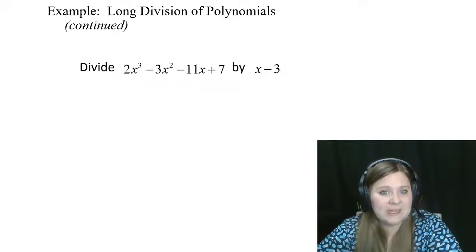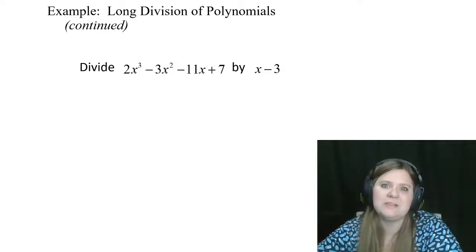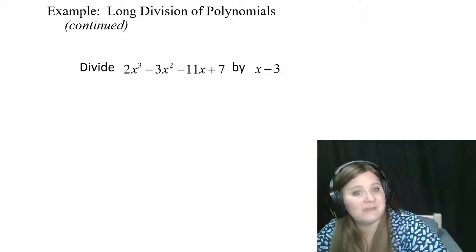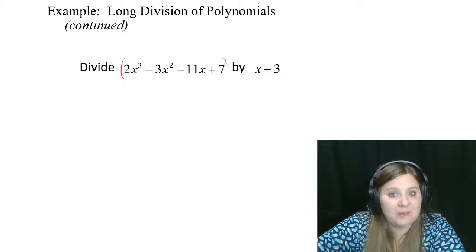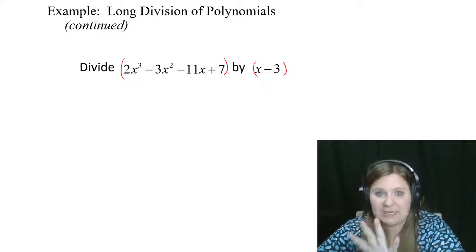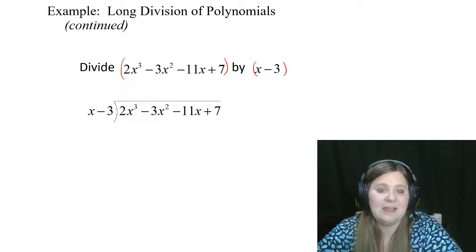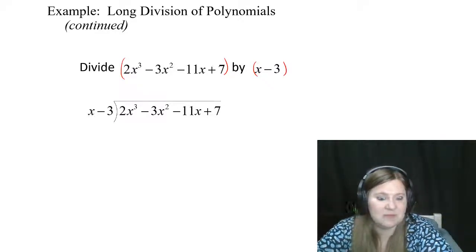Then once you've done that, you're going to be able to say, now we're really dividing 2x cubed minus 3x squared minus 11x plus 7 by x minus 3. And this is going to be much easier to work with. Now, the big thing is going to go under the house, and the little thing, what we're dividing by, goes outside of the house.